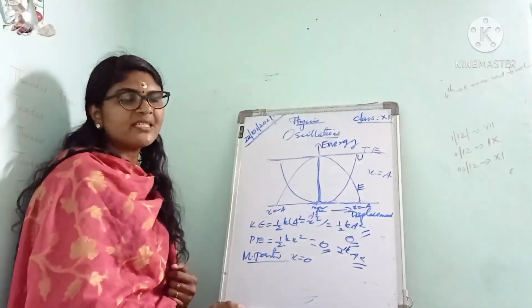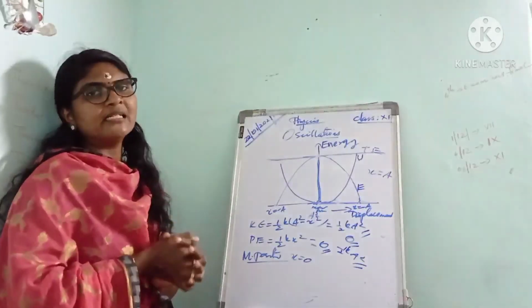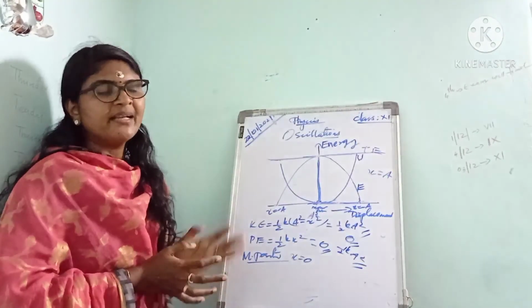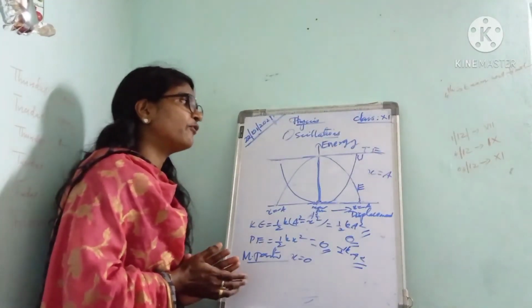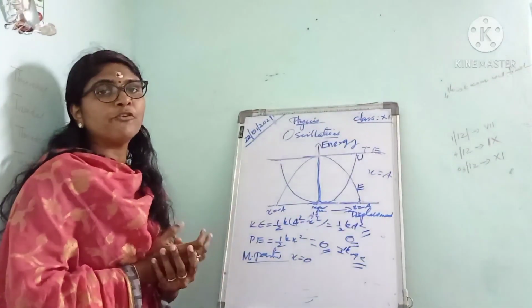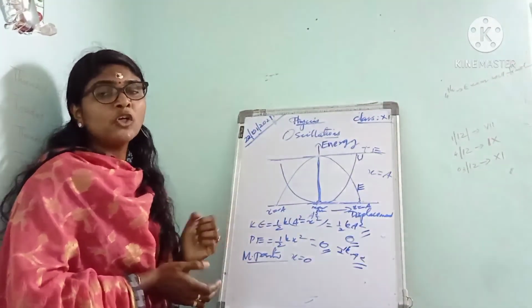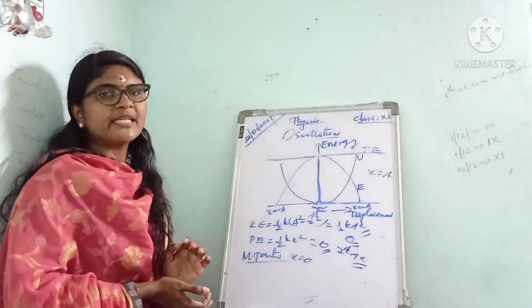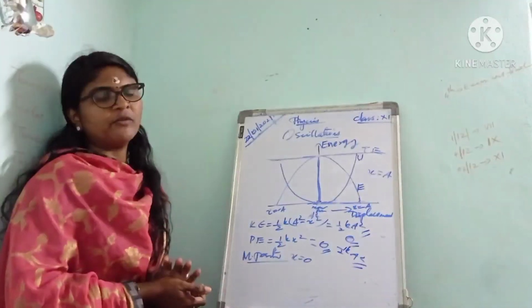Okay children, in today's class we have learned the expression for acceleration. Next we have derived the equation for kinetic energy, then for potential energy, and the total energy of a particle that executes simple harmonic motion. Okay children, study well.